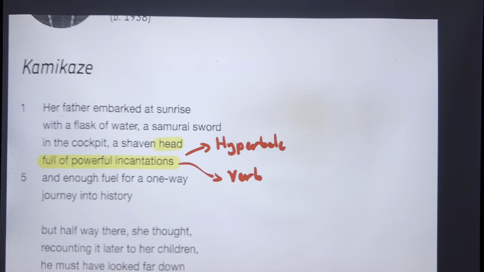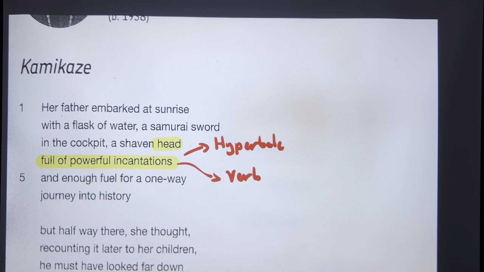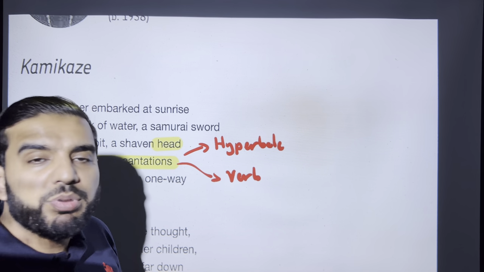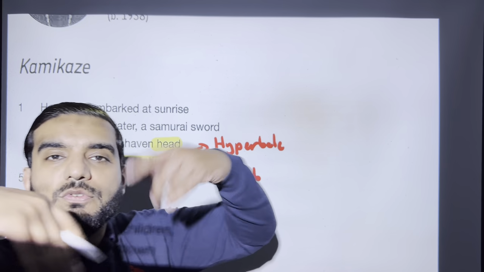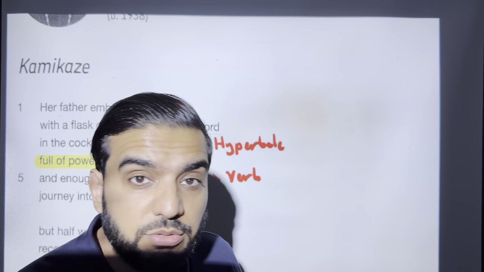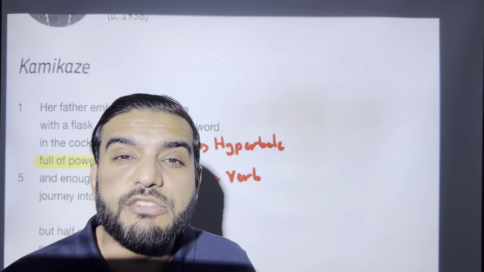Now, what are we saying here, guys? You know where it says that his head was full of powerful incantations. Incantations are spells. Now, obviously, guys, there's no one doing juju on him. There's no magic happening here. But what is this a symbol of? What is it talking about here? It's the idea of propaganda. His head is full of spells. Why do people cast spells? People cast spells to control somebody. This is the propaganda he's referring to.